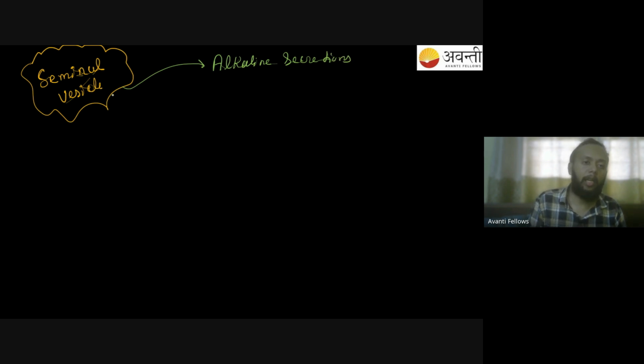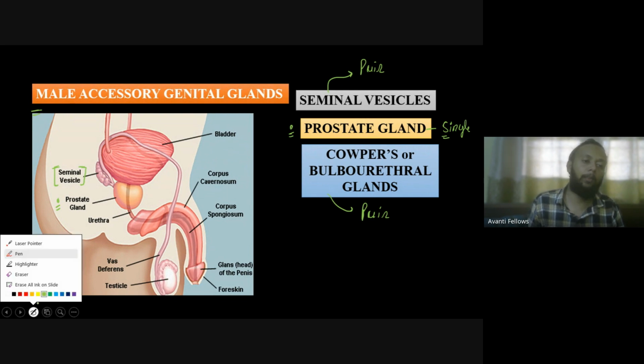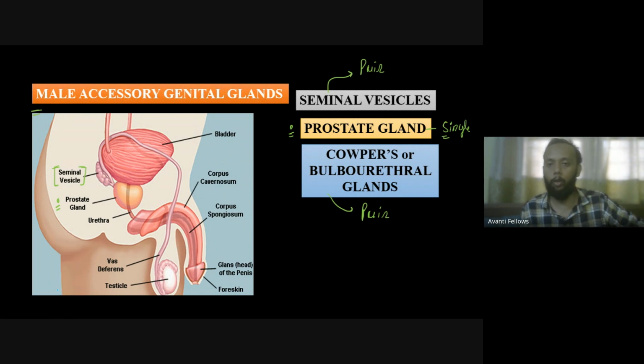Okay, they release whatever they are going to secrete. Now, let me tell you one thing over here. These three glands are collectively going to secrete a fluid, and that fluid is called my seminal fluid. So seminal fluid will have secretion coming from all three glands: prostate gland, seminal vesicles, and your bulbourethral gland.